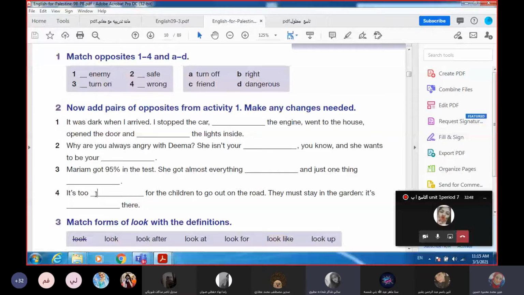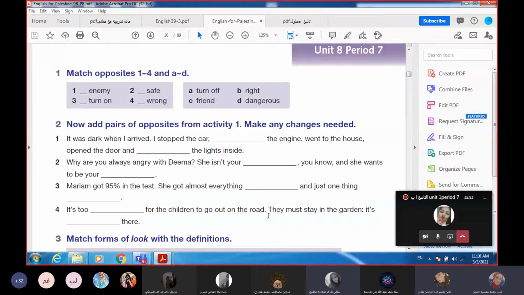Number 4-1. It's too dangerous for the children to go out on the road. They must stay in the garden. It's safe there. Thank you very much.